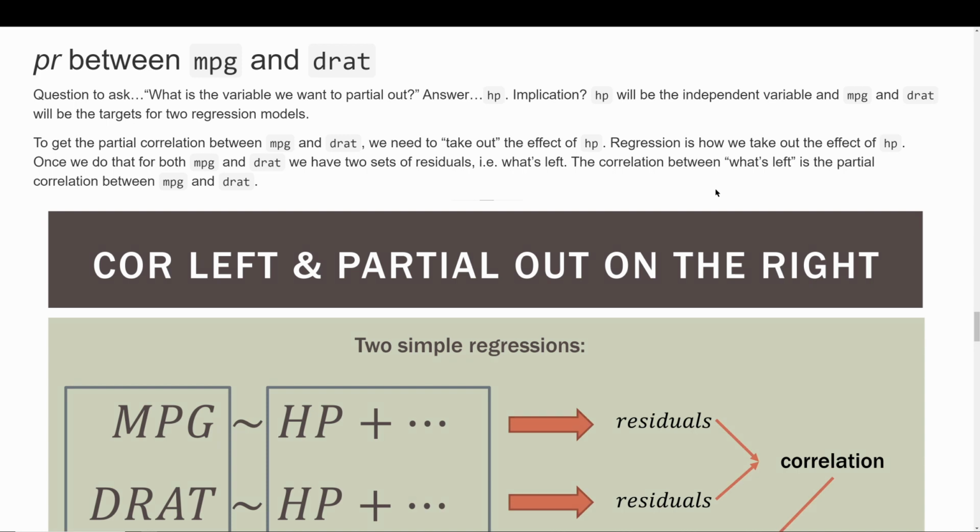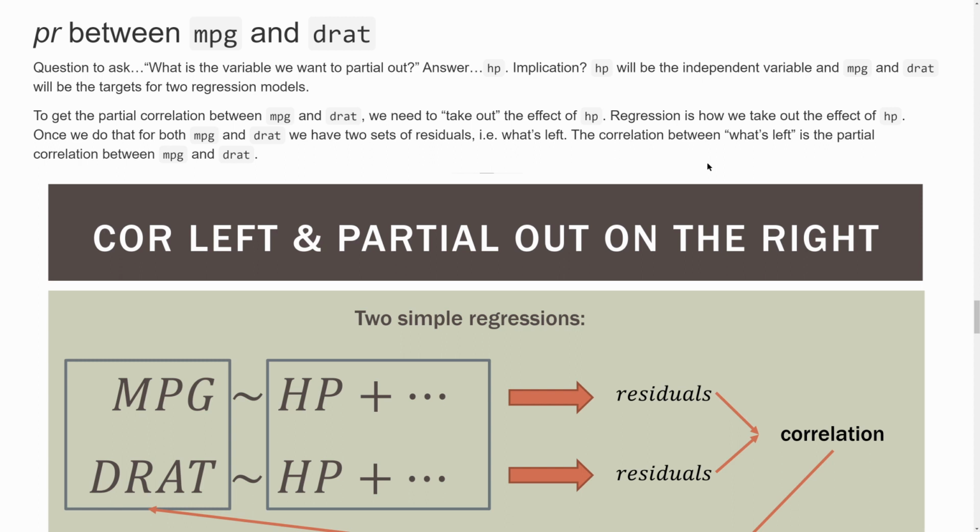To get the partial correlation between miles per gallon and drat, we need to take out the effect of horsepower. Now, regression is how we take out the effect of horsepower. So once we do that for both miles per gallon and drat, we have 2 sets of residuals, i.e. what's left. So think about that. Remember, we're going to grab up all the variance that we can using these regression models, and then we're going to have residuals, i.e. what's left. Now, the correlation between what's left is the partial correlation between miles per gallon and drat.